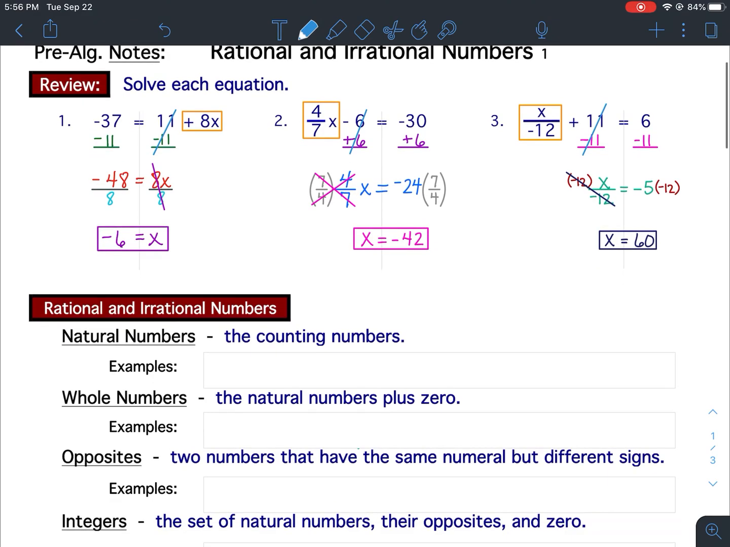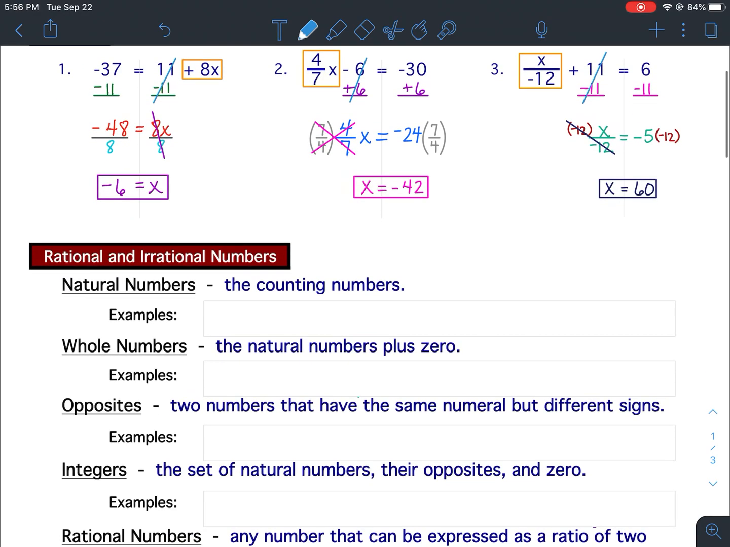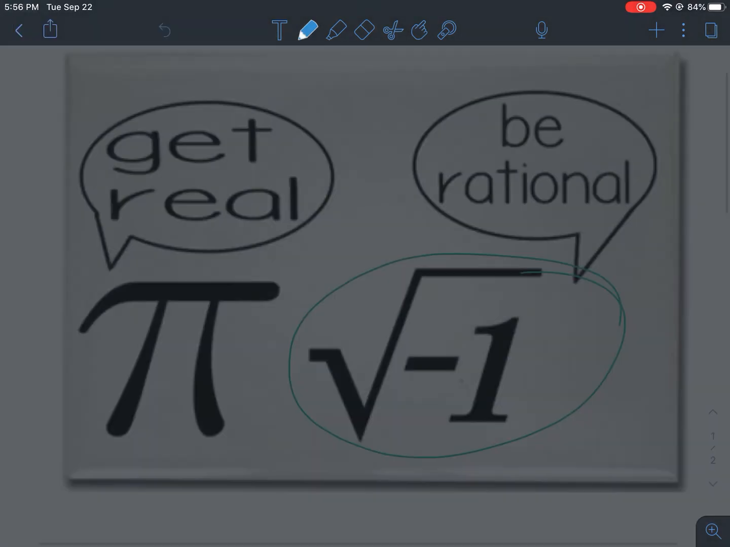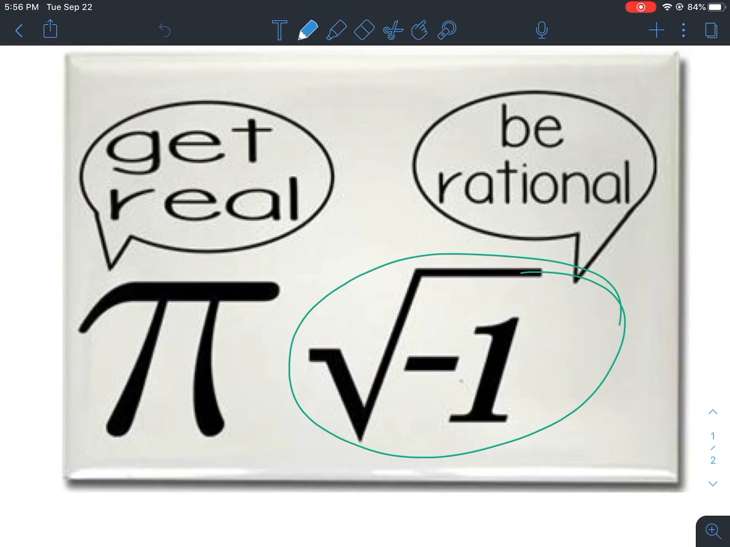Okay. Before we start talking about some definitions here, I want to show you a joke. Now, I will be honest, it's not really that funny. I get that, but here's the joke.